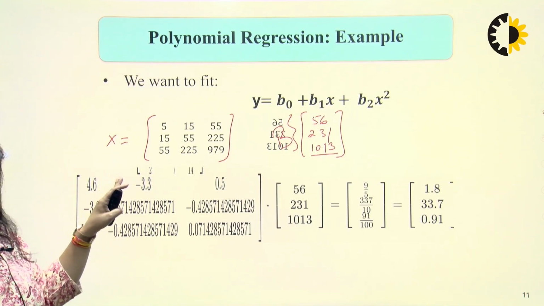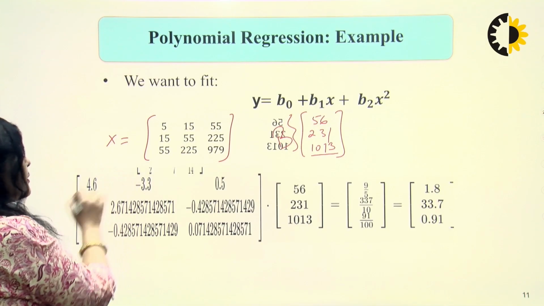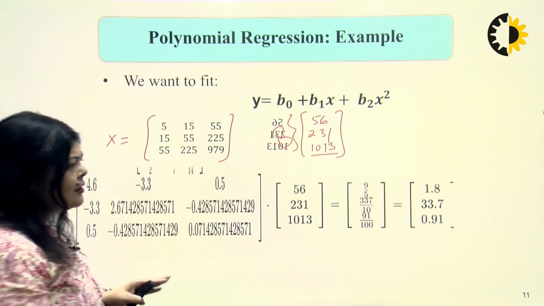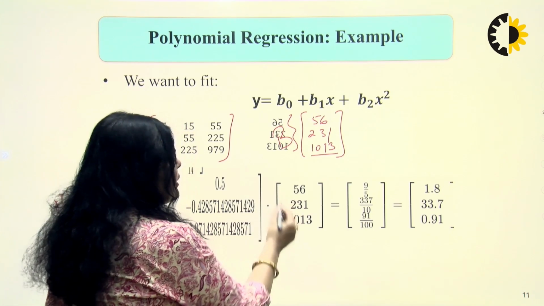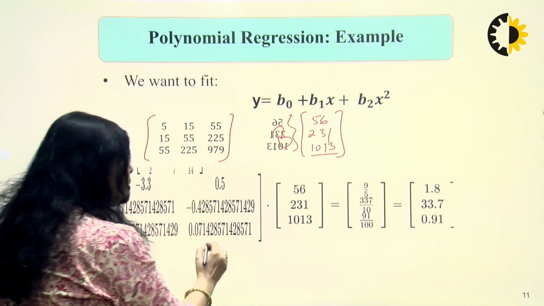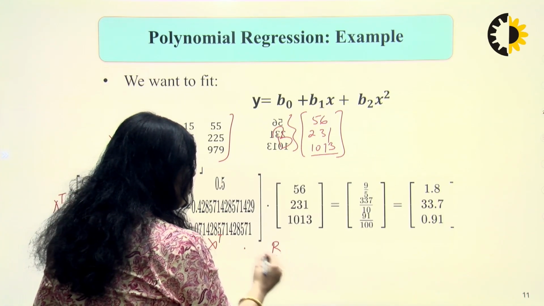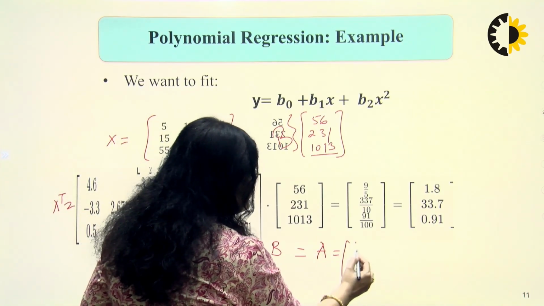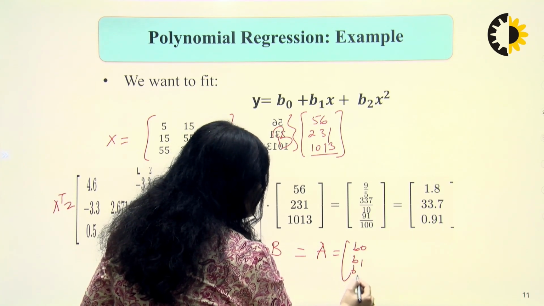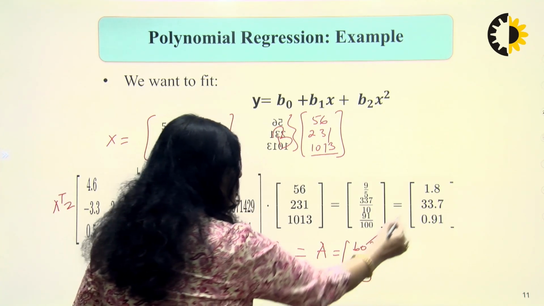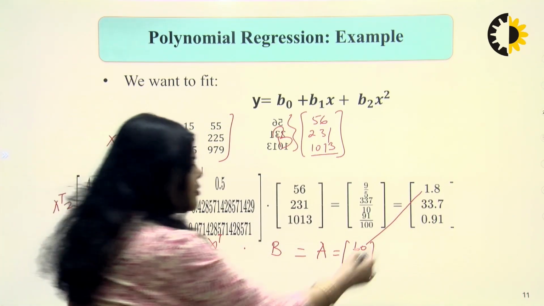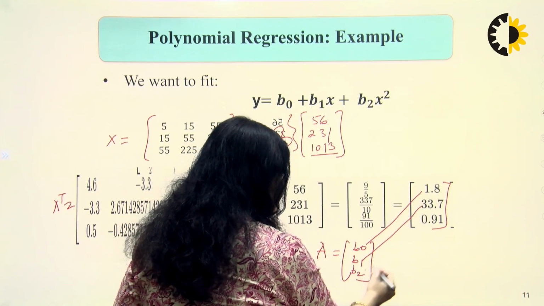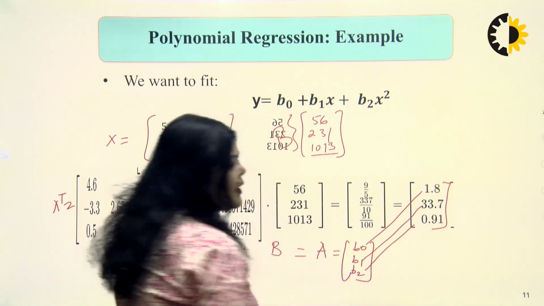Now first we have to find the transpose of x, and we can get this x transpose like this. These are the values that you can see here, which I have already calculated. Then finally I have to multiply this x transpose with the value of b, and finally I will get the value of a, which consists of the different coefficient values. So for b0 I have the value of 1.8, for b1 I get a value of 33.7, and for b2 I have a value of 0.91.